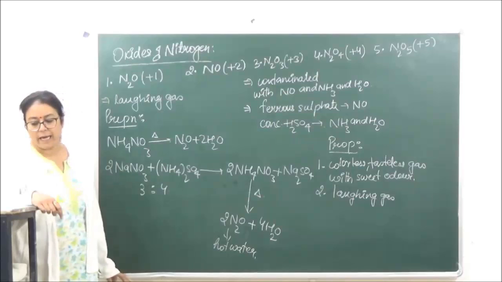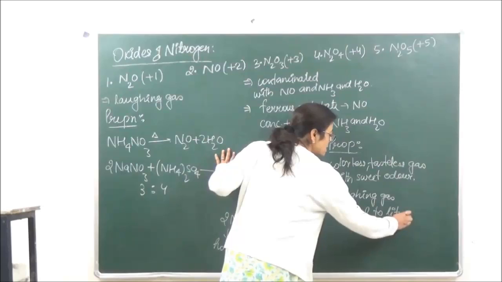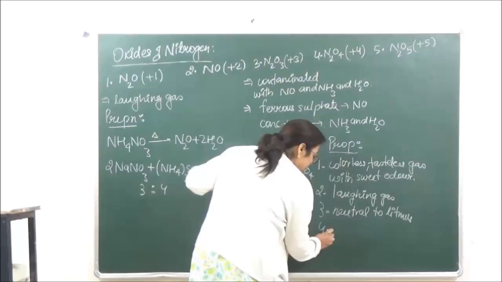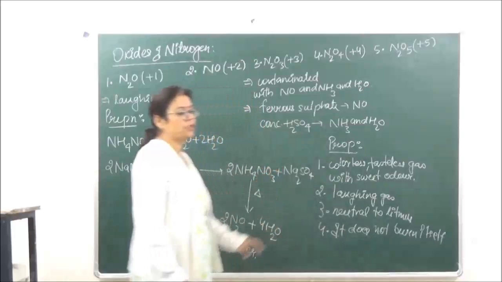Then number three, it is a neutral gas. Therefore, it is neutral to litmus, which means it is neither going to convert red litmus to blue, nor is it going to convert blue litmus to red. It does not burn itself, but it is a supporter of combustion.